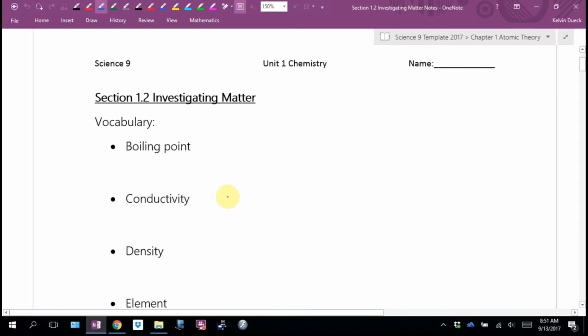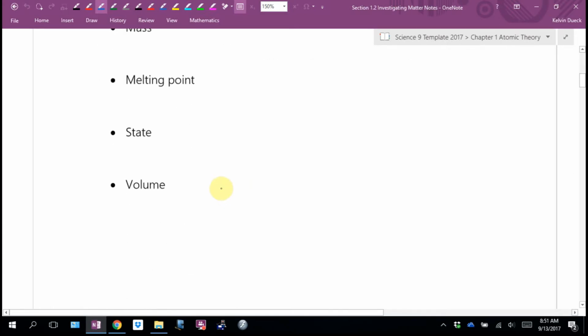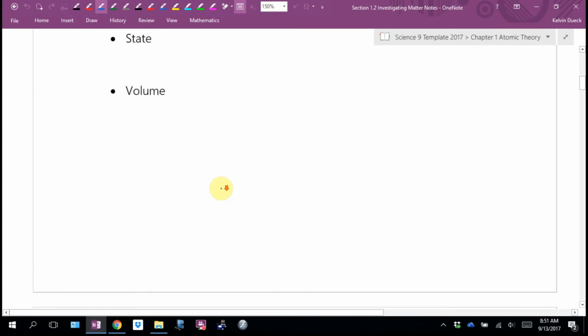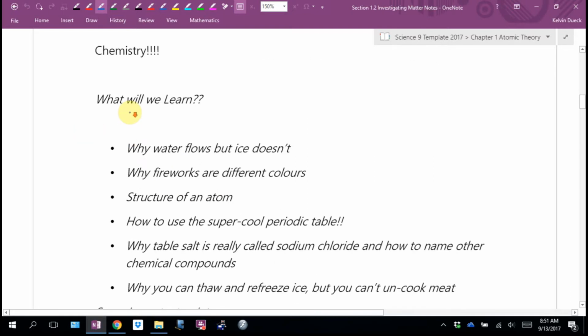Words you're going to need to know eventually for your test on this unit, I stuck them here. We're going to go through these vocabulary words as we go along. And in fact, you can follow along with the notes that I gave you, to this page here, chemistry. What are we going to learn?